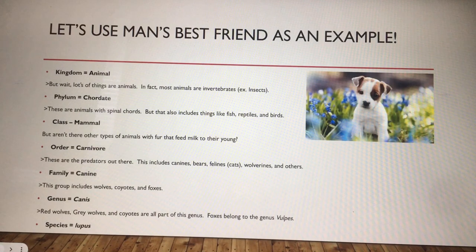Finally, you get to genus and species, all right? So foxes actually belong to a different genus, that's Vulpes. So here you have coyotes and all your wolves. They're all, and the dogs included, part of the same genus, Canis. And specifically, dogs are Canis lupus, whereas a coyote is Canis latrans. See, coyotes and dogs are related, but they're different species.